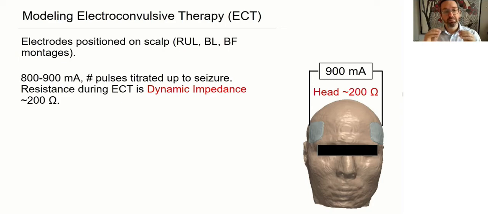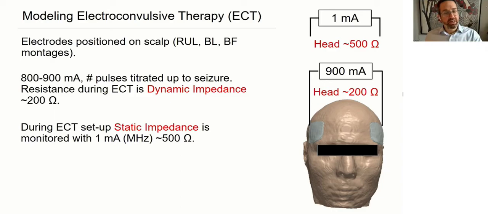Now, the device measures the resistance of the head during ECT, and this is called the dynamic impedance, and it's about 200 ohms. So, for example, the voltage being produced by the device would be 900 milliamps times 200 ohms. So the 200 ohms is the resistance of the head experienced by the device.